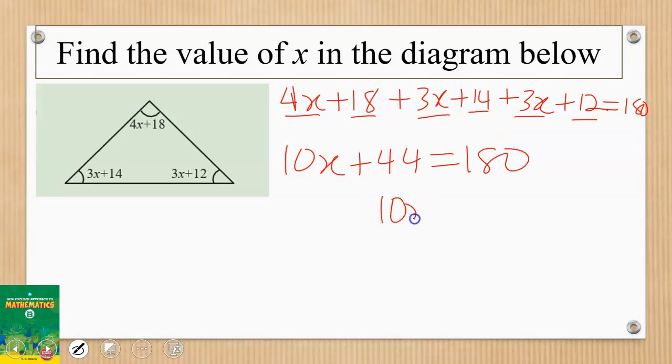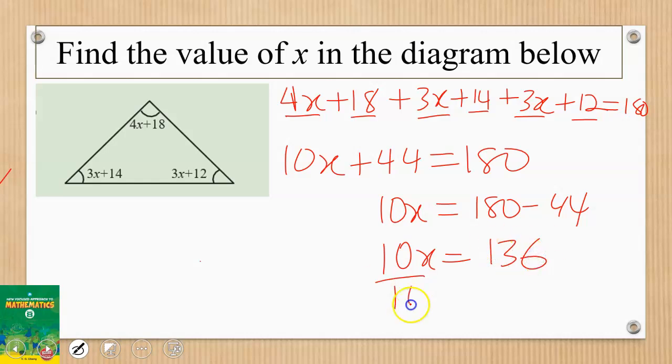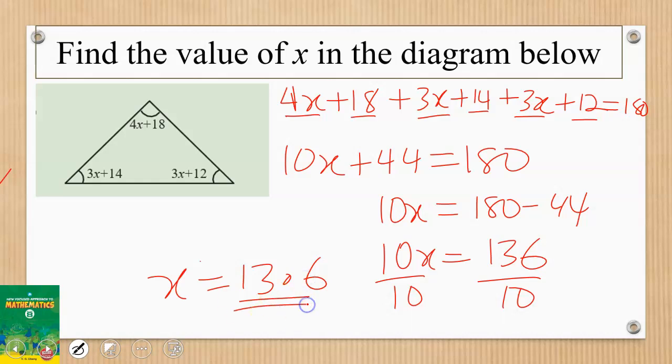I'm trying to make x the subject. So when we subtract 44 from 180, we have 136. And we divide both sides by 10, and then our x becomes 13.6. So 13.6 is the value of x in this particular triangle.